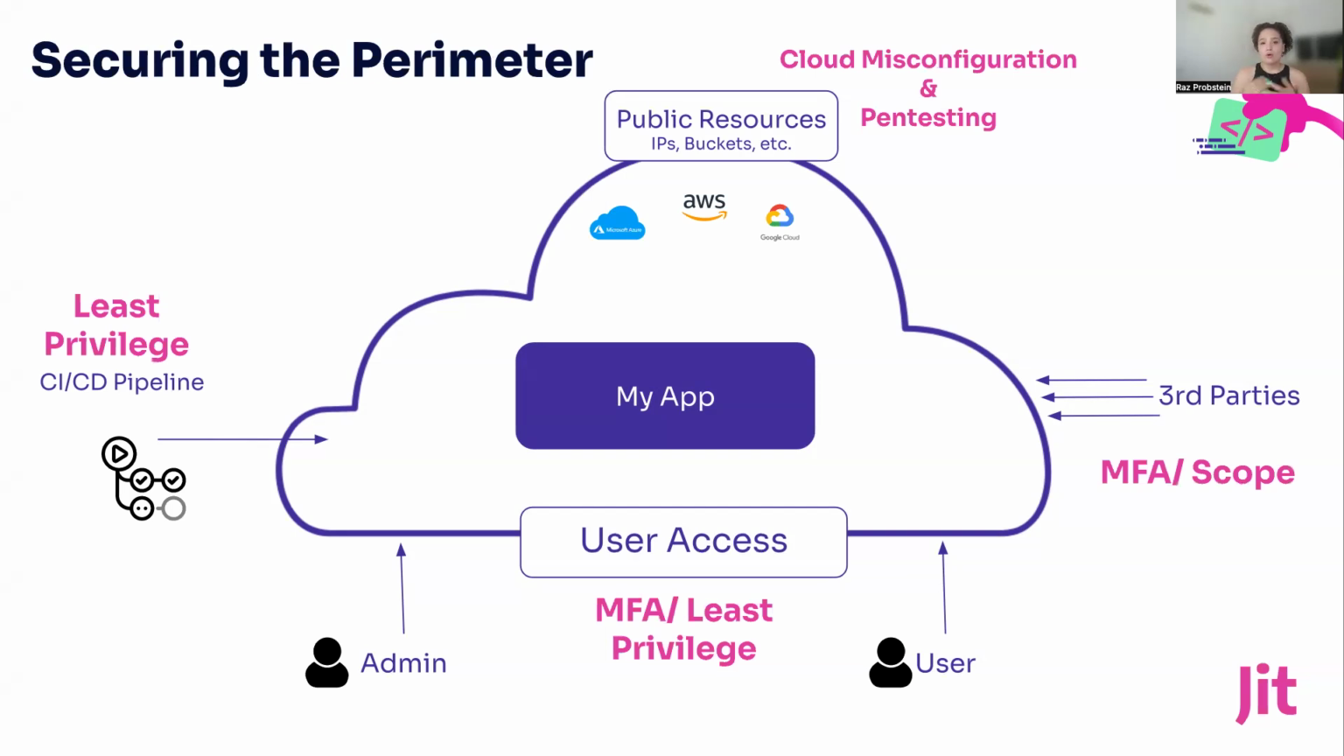So for the user access, we need to implement the least privilege principle, and we need to make sure that we enforce MFA for all the users. For the CI/CD pipeline, here as well, we need to implement the least privilege principle. For the public resources in the cloud, we want to have cloud misconfiguration detection, and we want to implement pen testing as well. For third-party services, we need to have MFA, and we need to define and provide only the required scope of permissions. For now, we're just mapping the action items that we need to take, and we'll get into the actual implementation in a few minutes.